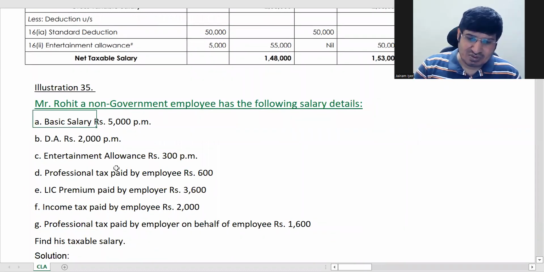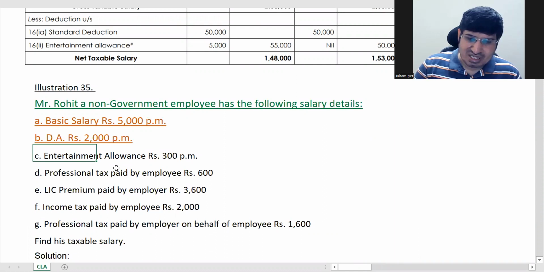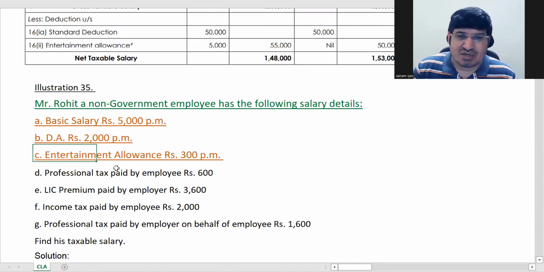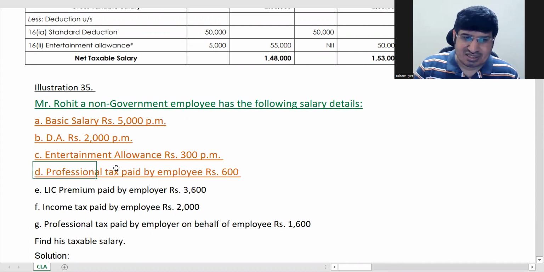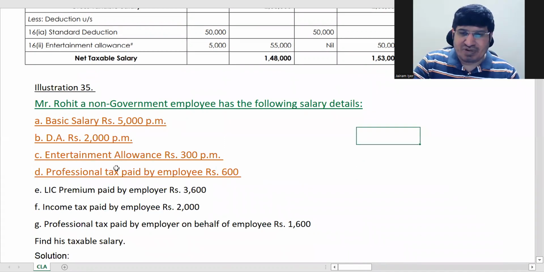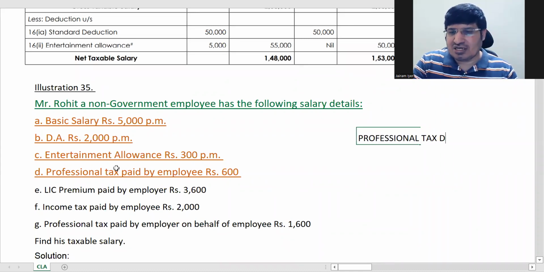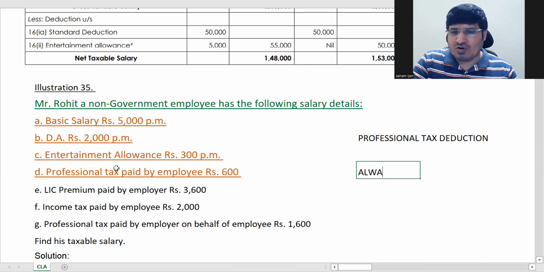So let's see what it is. Basic salary is 5,000 per month. DA 2,000 per month. Entertainment allowance 3,000 per month. Professional tax paid by employee, 600, he has paid. Remember, professional tax deduction is always on a payment basis. If not paid, you will not get it.